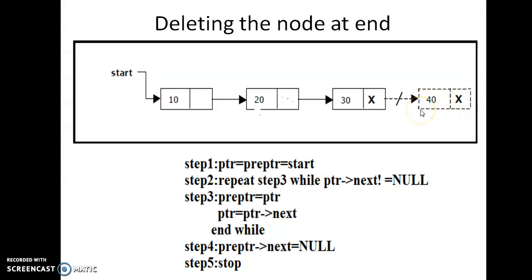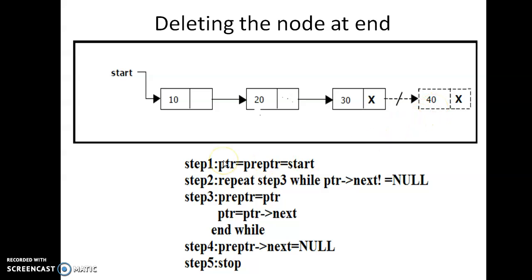So at the end, pointer is at 40 and pre-pointer is at 30. Now I want to cut this particular link. That we are doing by using pre-pointer of next is equivalent to null. I am making pre-pointer of next equivalent to null. That means I am removing this particular link here. So automatically, whenever I am removing, this pointer will be isolated. I will be removing this one by using the free.